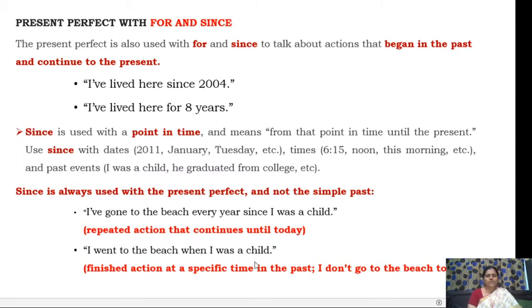I went to the beach when I was a child. Finished action. So I went to the beach when I was a child. That means you're referring, this is in simple past tense. So the difference in the meaning is that the first continued till present, but this is a finished action at a specific time in the past. That means at present I don't go to the beach. Okay. So this is the difference between simple past and present perfect. Present perfect is a combination of past tense and present tense, that is till the moment. And simple past refers only to the past time.